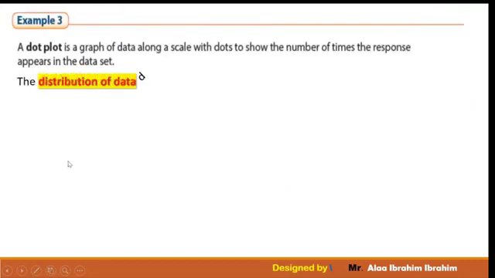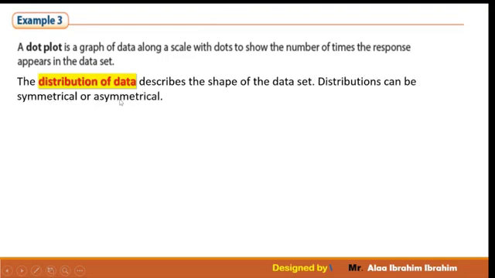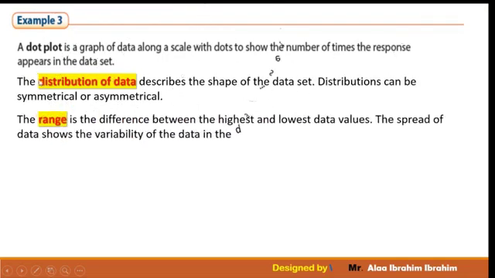So now we're going to deal with dot plots. But we have to know the distribution of data, the form of it, so we have to know the definition. The distribution of data describes the shape of a data set. A distribution can be symmetrical or not symmetrical. The range is the difference between the highest, the greatest, and the lowest, the smallest. The range again is the difference between the highest and lowest data values.